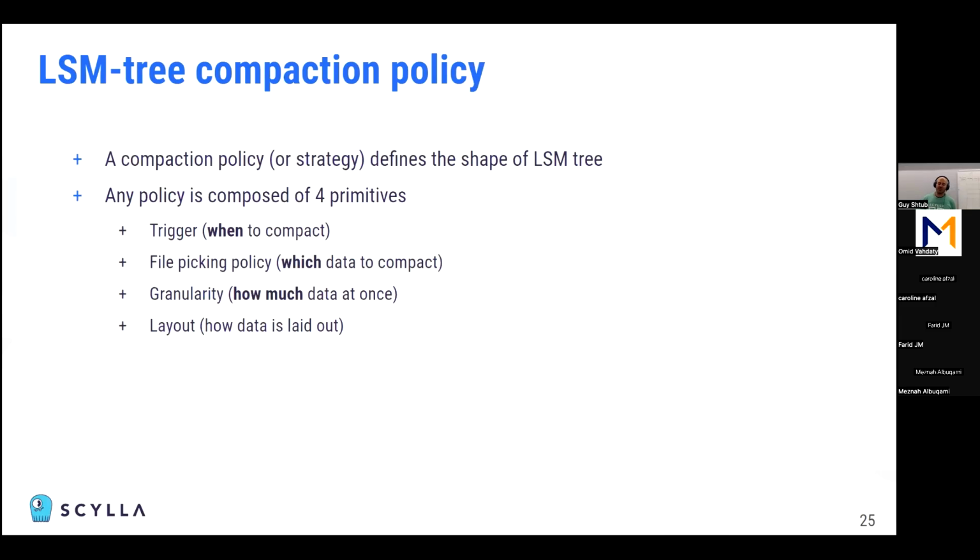So I mentioned the compaction policy. A compaction policy or strategy defines the shape of the LSM tree. And the policy is composed of 4 main attributes. And these are when we should compact, which data should be compacted, how much data should be compacted at once, and what is the layout, or how we should basically lay out the data. Okay, I'll talk about different compaction strategies in just a bit.